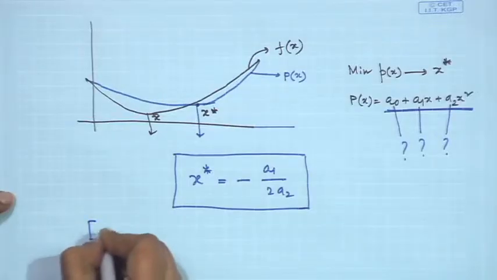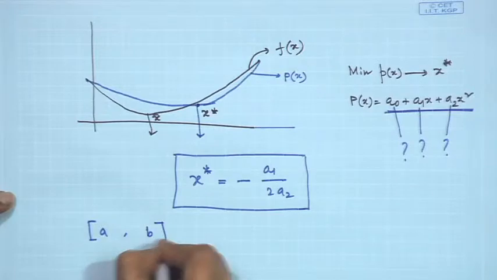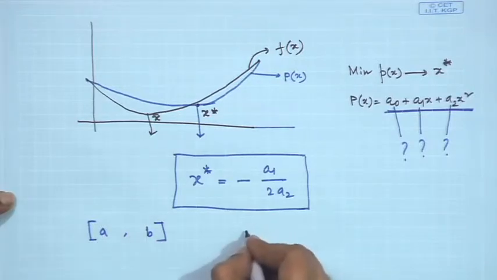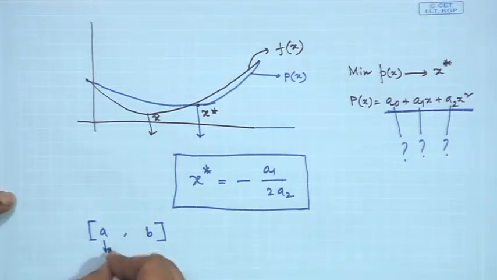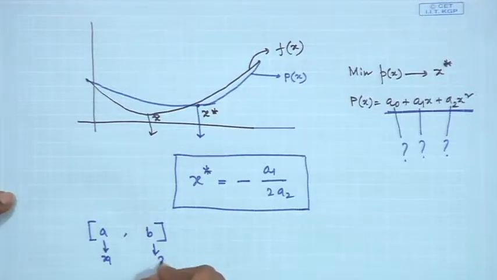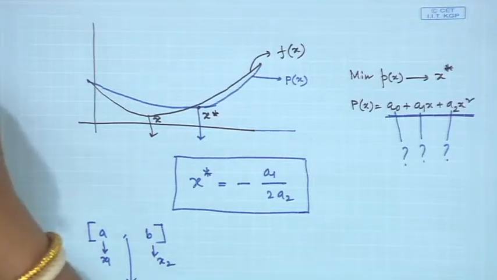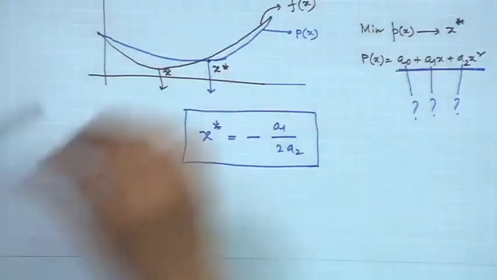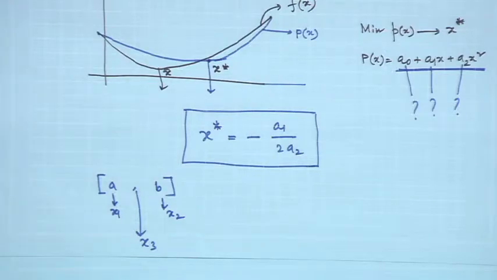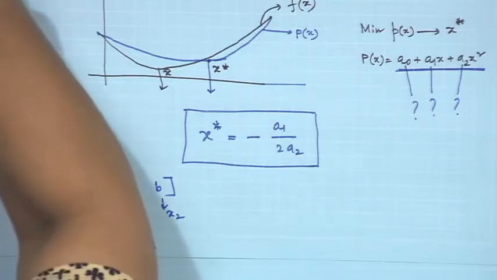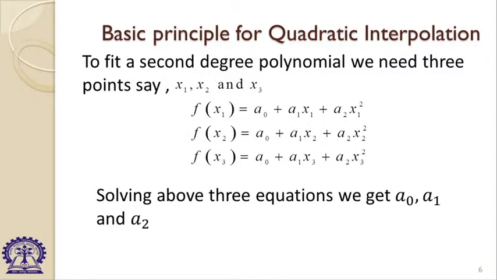Let us consider 3 points are given, that is x1, x2 and x3. Generally in the given problem, if the initial interval of uncertainty is a to b, we consider 3 points as a as x1, b as x2 and the middle point of a and b as x3. Here also we will do the same thing. Just let us see the algorithm for this.